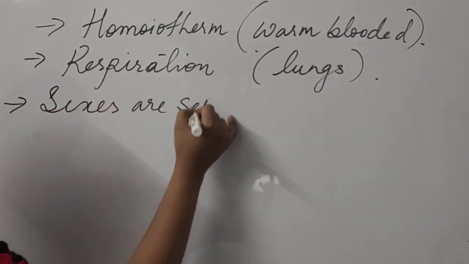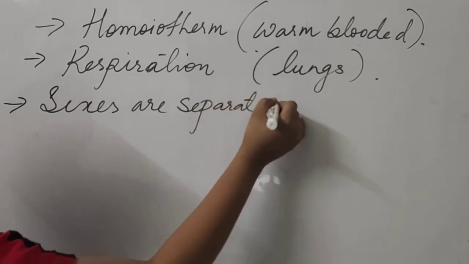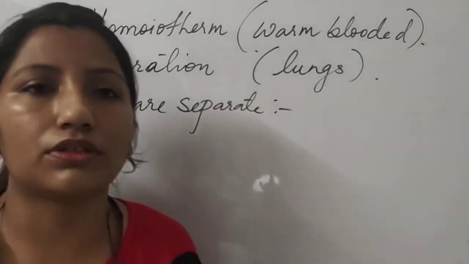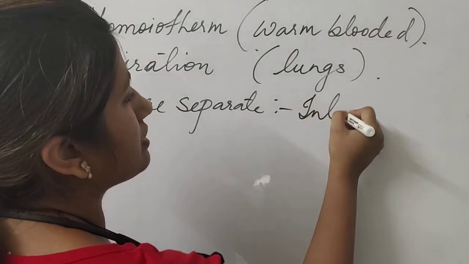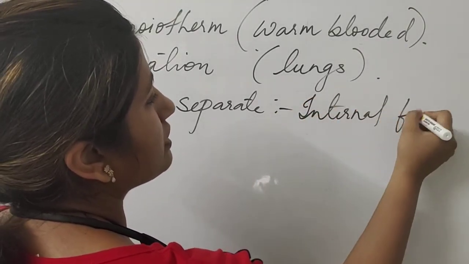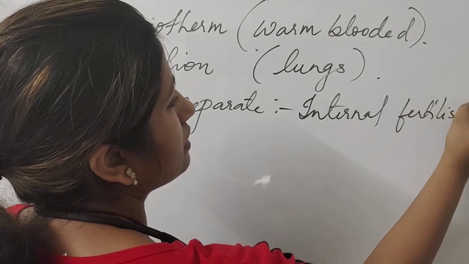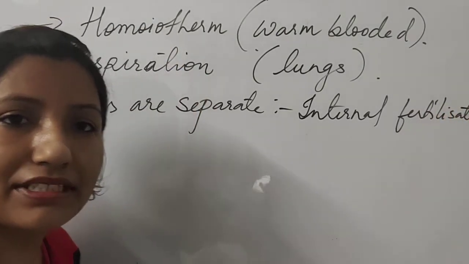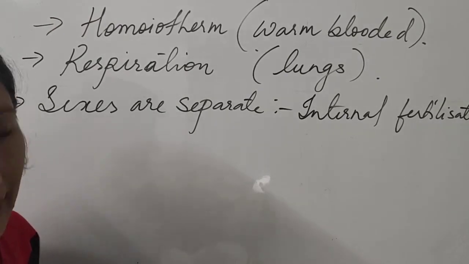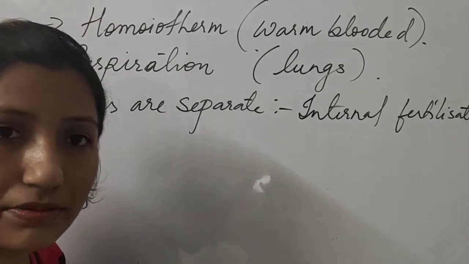Sexes are separate. That means we need two individuals to reproduce, male and female, and fertilization is internal. Internal fertilization means the male releases the male gamete in the female reproductive organ and the fertilization takes place inside the female body.